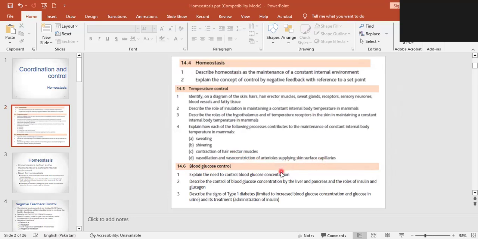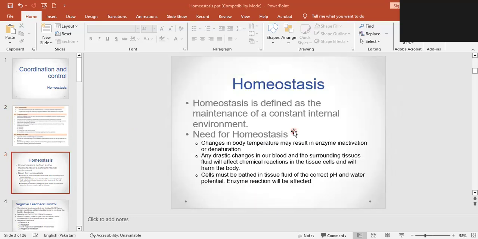Another example in homeostasis is the blood glucose control, which we have already covered in the hormone part. But here we will understand blood glucose control with reference to negative feedback. Okay. Now, first part is about the definition of homeostasis and negative feedback.